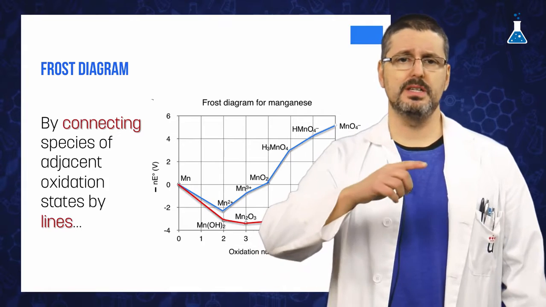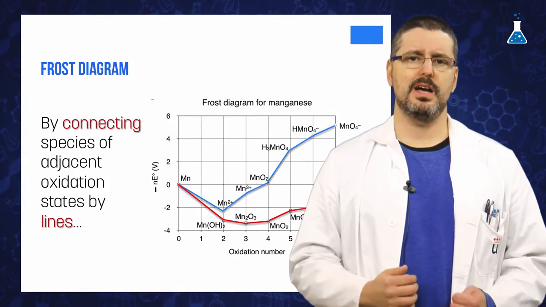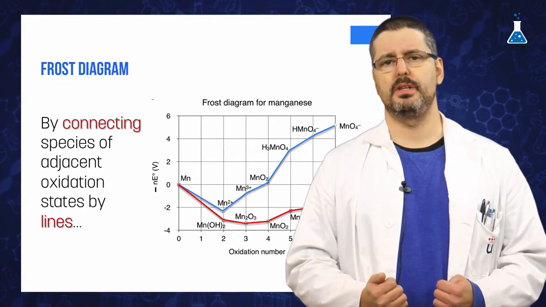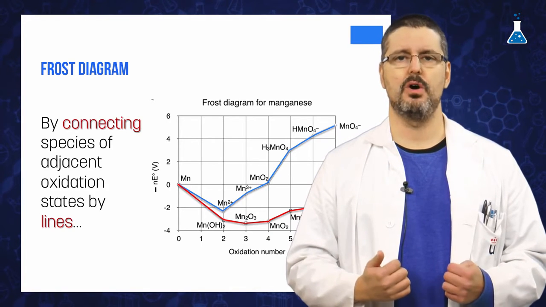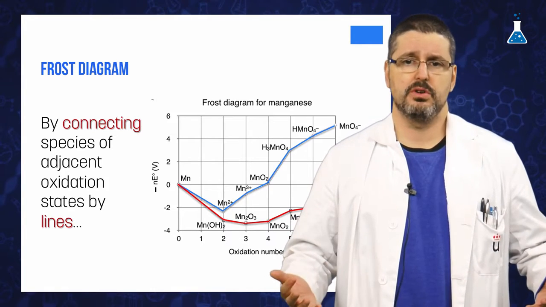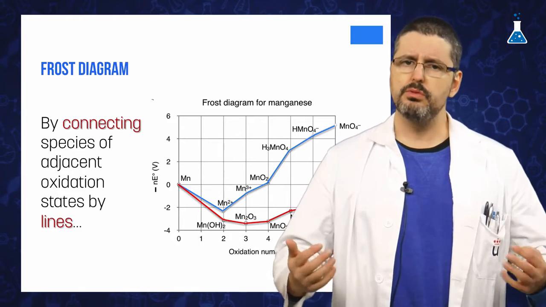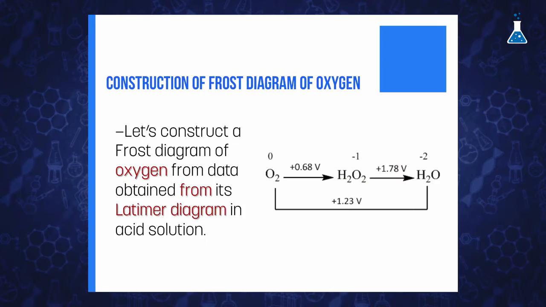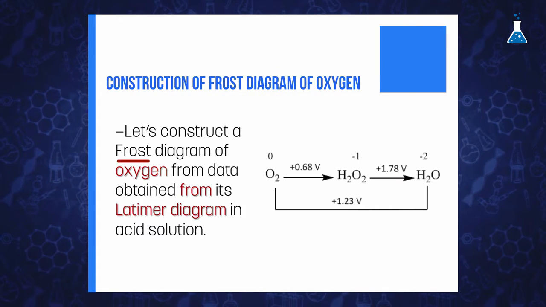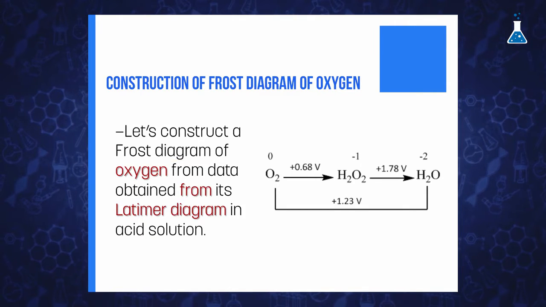Finally, if we connect the species of adjacent oxidation states by lines, that will give us a qualitative view of the redox properties of the element in its different oxidation states. In order to examine this important feature of Frost diagrams and learn the way to construct them, let's do some examples. Let's examine the construction of the Frost diagram of oxygen from data obtained from its Latimer diagram in an acid solution.